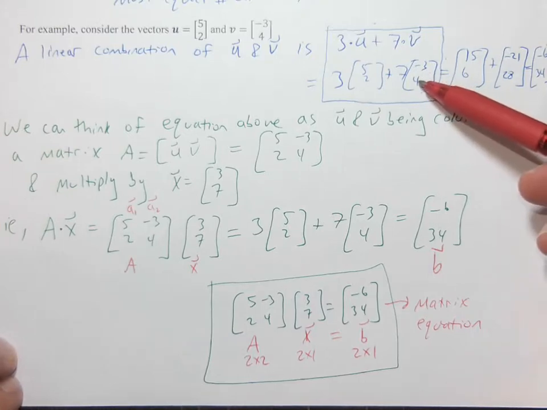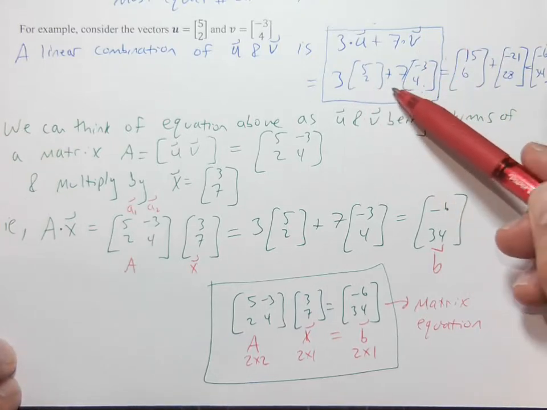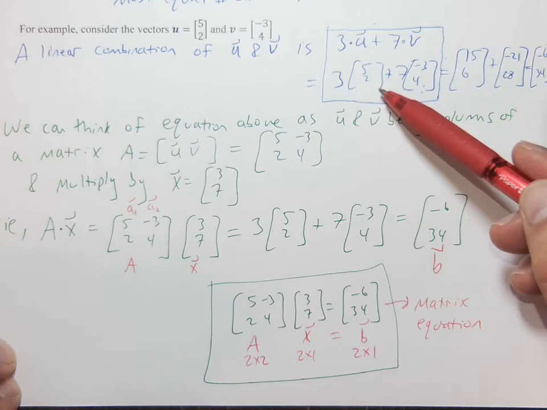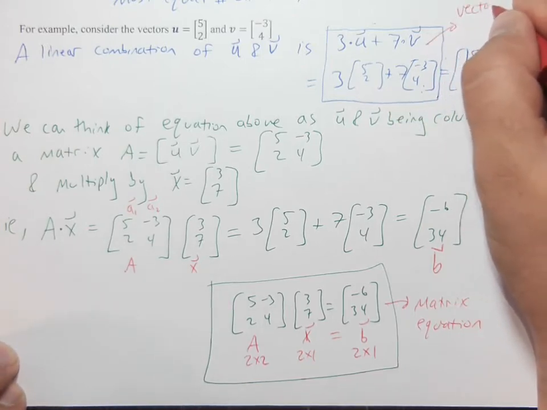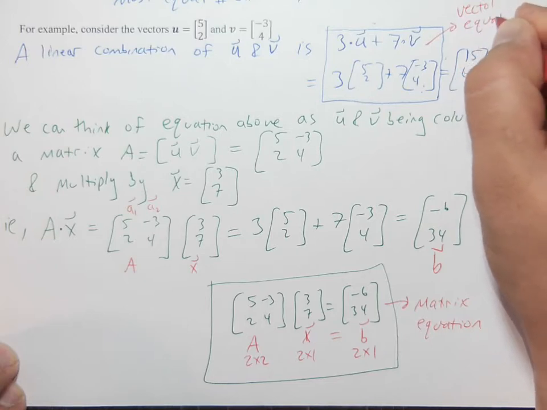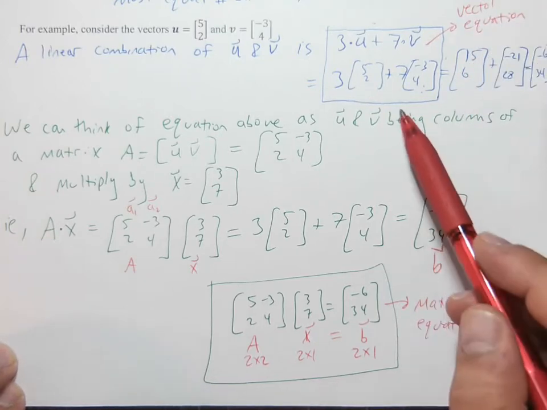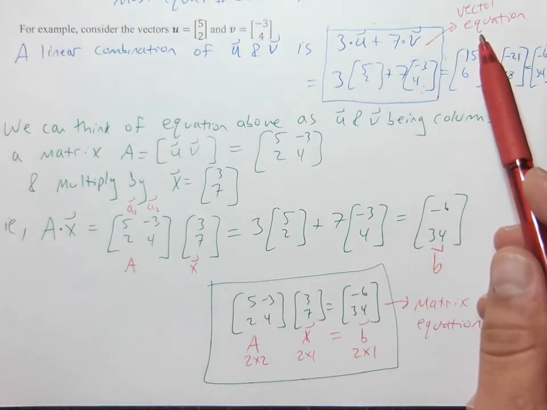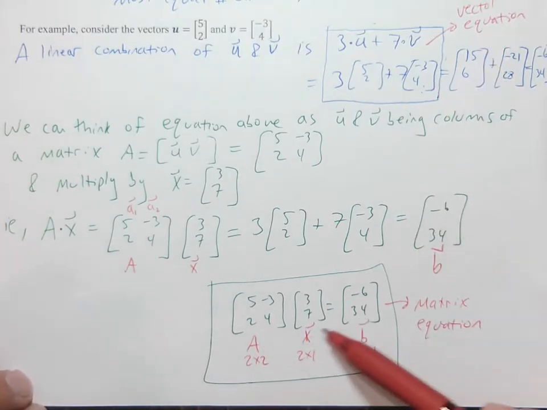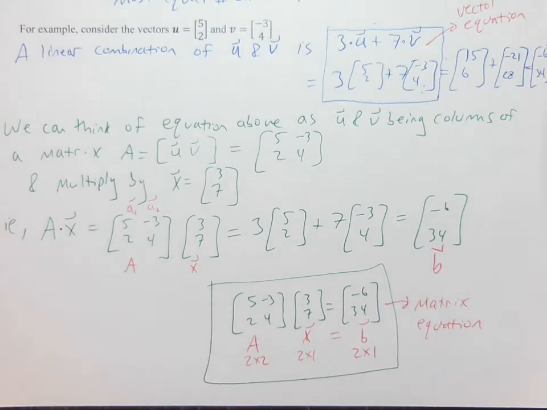Now, this expression up here, we're doing a linear combination of two vectors, and so that would be called a vector expression or equation. So when we have an expression that has vectors in it, it's a vector equation or expression. If you have an equation with a matrix in it, it's a matrix equation. And you'll see that in the notes sometimes, like, what is the matrix equation associated with this? Or write your answer as a vector equation. You just want to be able to understand the difference between those two things.